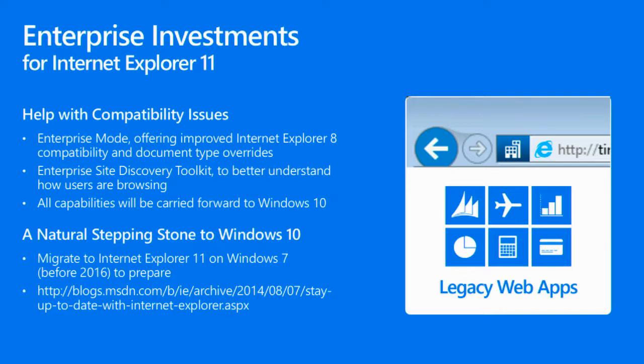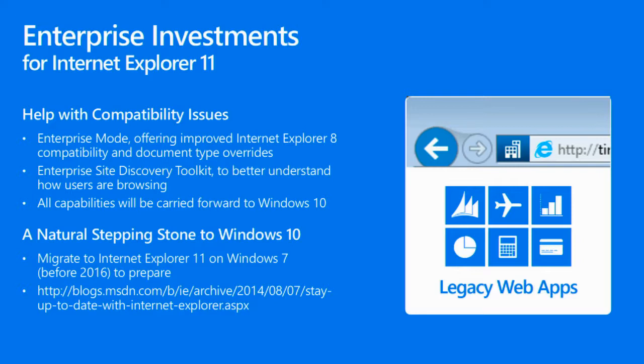Older versions of IE running on Windows 7 go out of support January 2016. That's not that far away. So you've only got so many months to get from whatever browser you're running today, whatever version of IE you're running today, to IE11 before security updates stop on the older browsers.